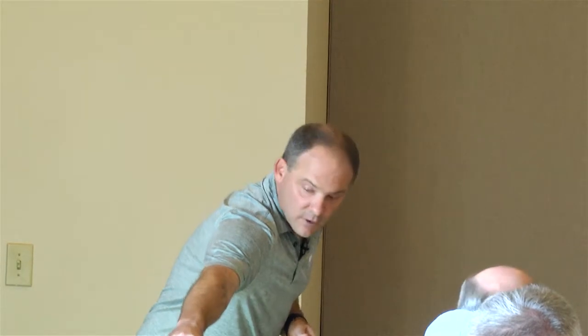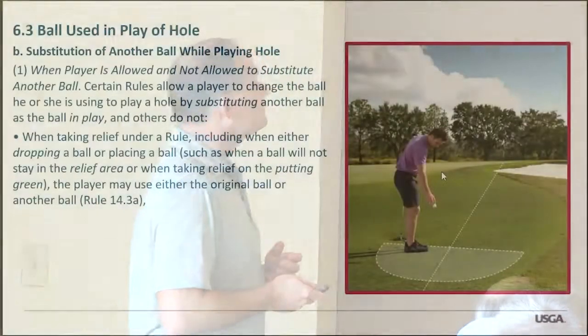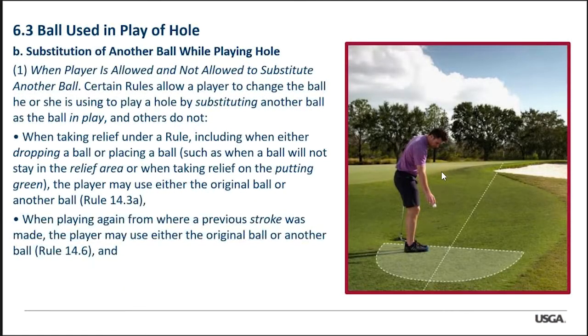When you go drop, this is knee height, so everybody can see. When you go drop, and then have to place it, you can still substitute it in that situation. Okay? You're not replacing a ball, you're placing a ball. There's a difference there. So if you drop it, it goes out of the relief area, you can substitute. Drop it, it goes out of the relief area, you can substitute by placing it. So you could have three different balls there. I don't know why you would, but the rules allow it. When playing again from where a previous stroke was made, the player may use the original ball or another ball. So if you've got to come back for stroke and distance, you don't have to go get the original ball. They're letting you substitute it.